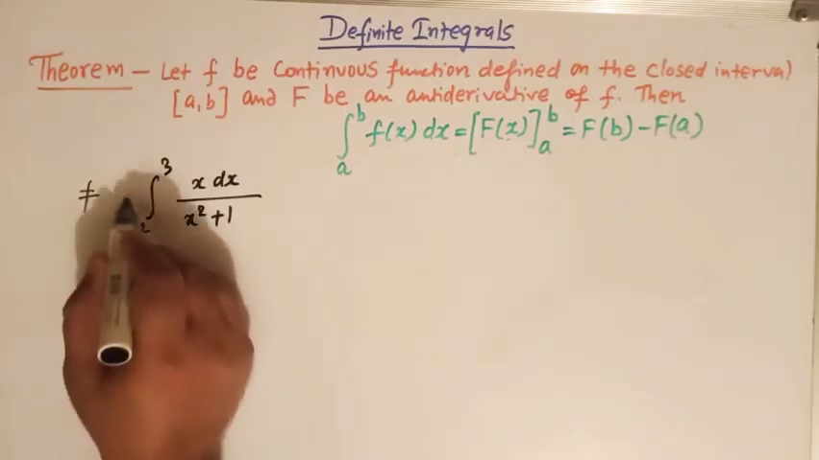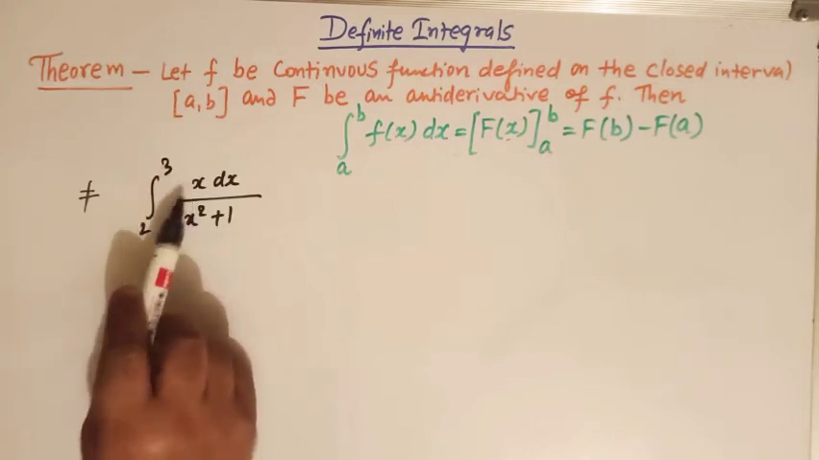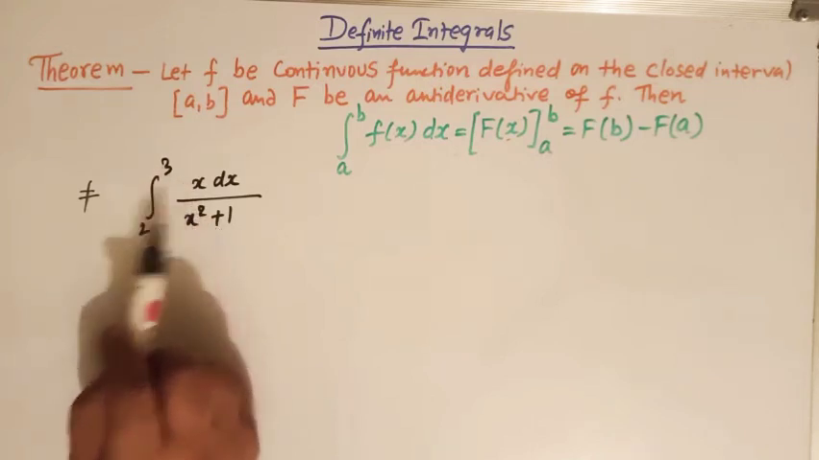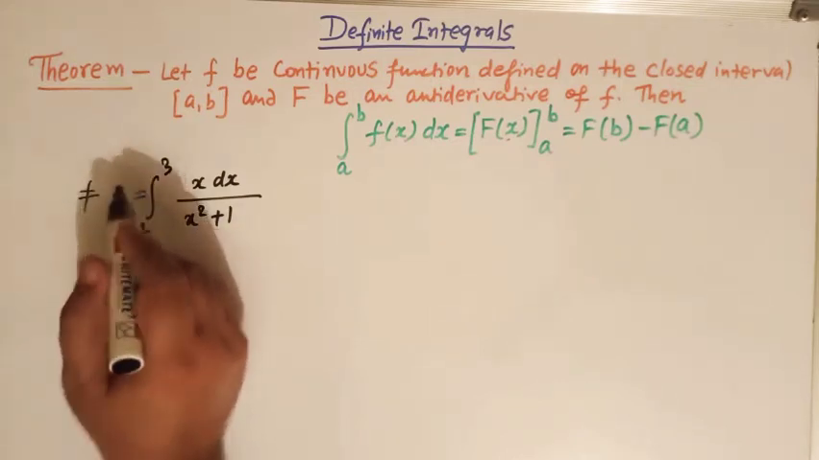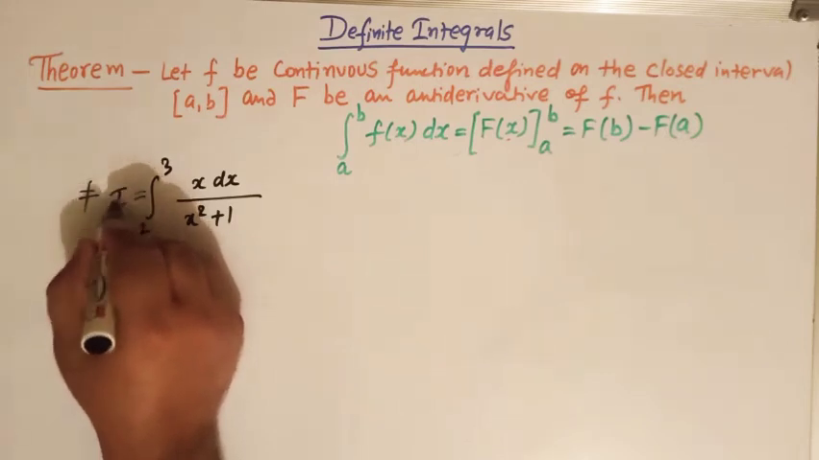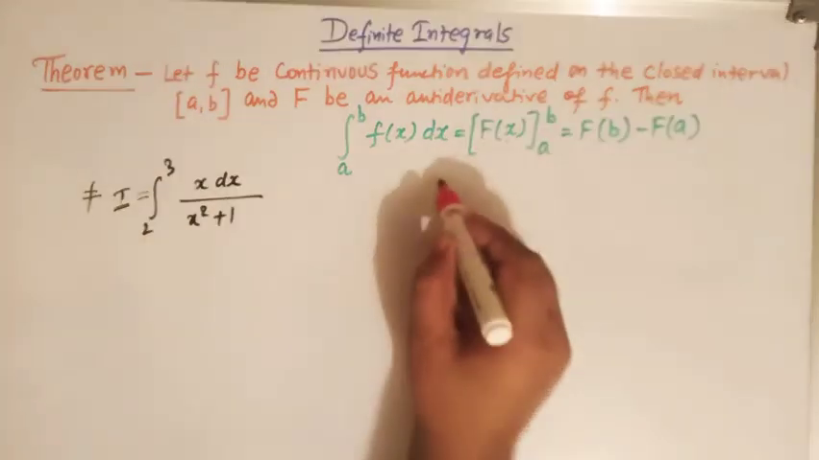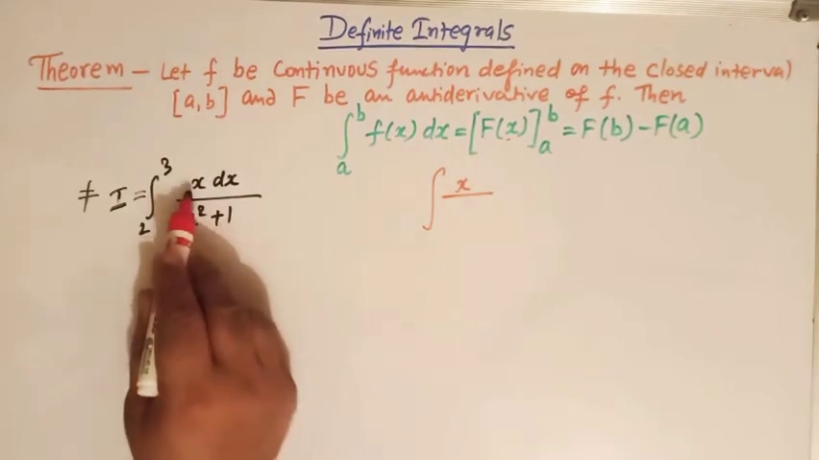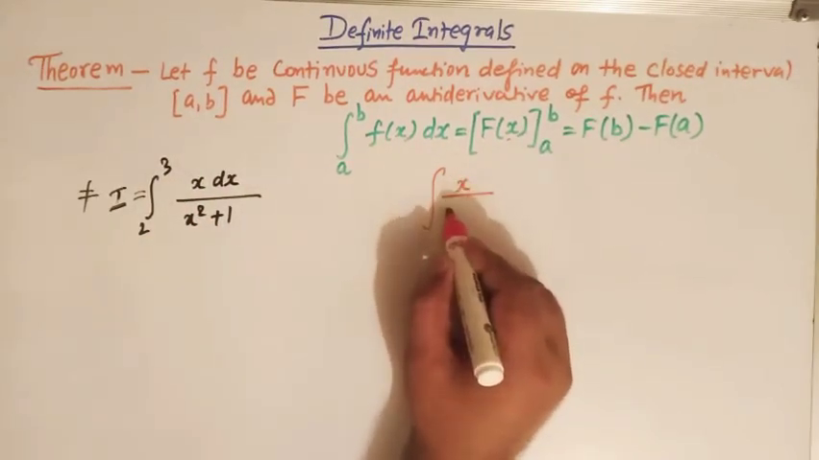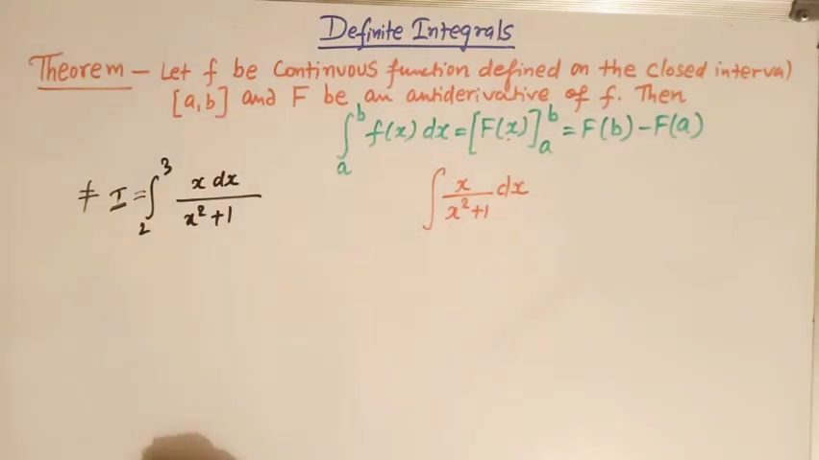Now viewers, let us take this problem. Here we have to integrate x divided by x square plus 1 from the limits 2 to 3. So let us call this integral I, right? Okay, now here we have to find the indefinite integral of x divided by x square plus 1 dx.